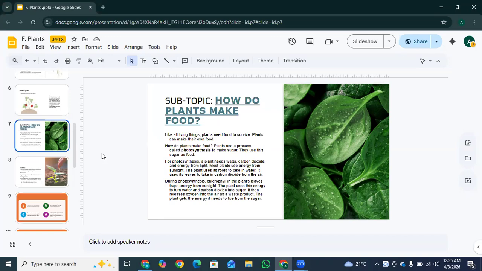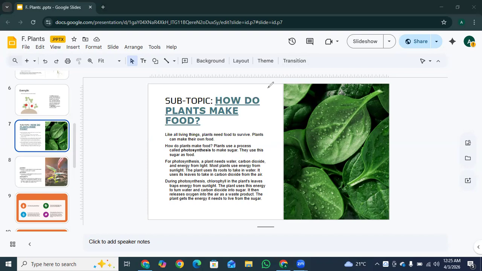Okay, how do plants make food? Plants use a process called photosynthesis to make sugar. They use this sugar as food. For photosynthesis, a plant needs water, carbon dioxide, and energy from light. You know, the three main ingredients to make a meal.